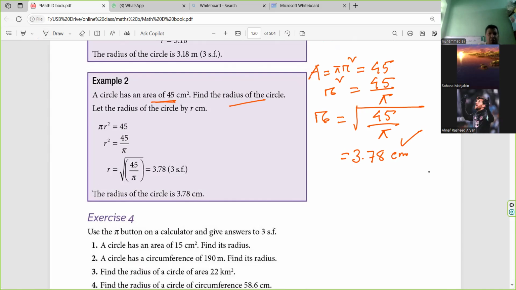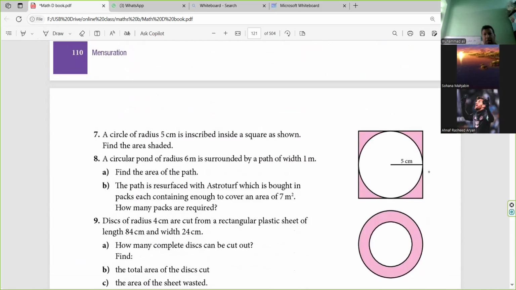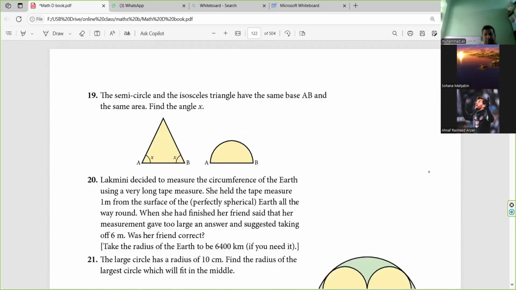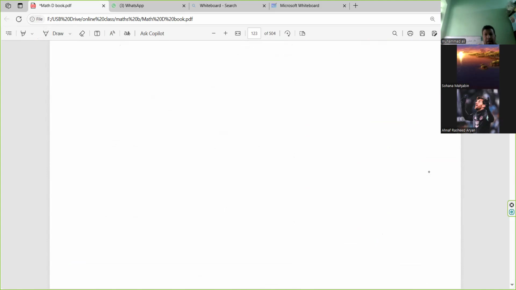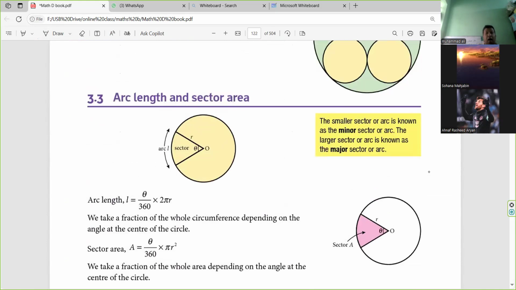So by using this formula, you can solve all of these maths. Exercise 4. These are very simple. Okay, so actually you can try. Now, another very important thing is arc length and sector area.